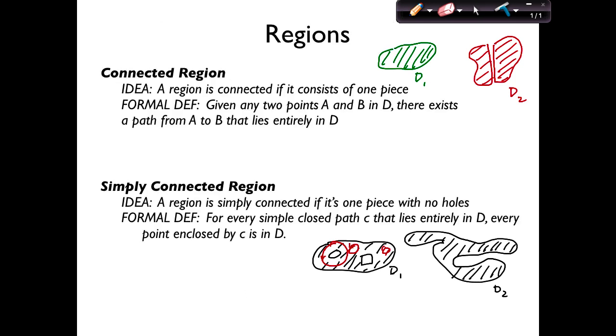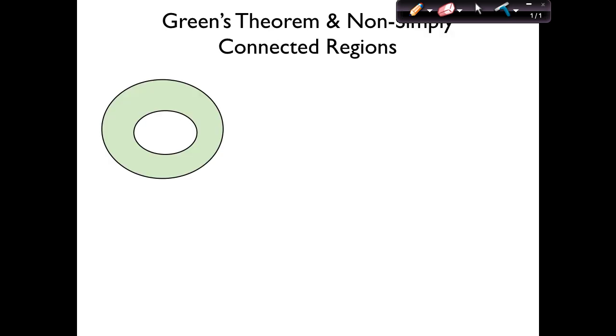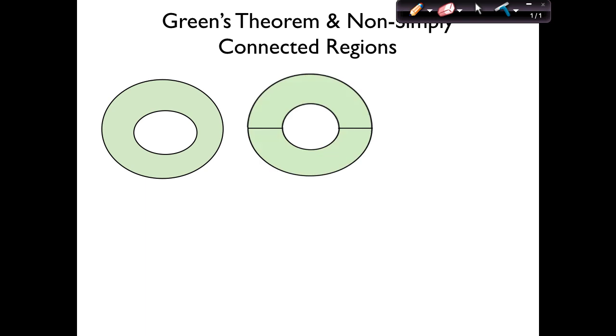Okay, so any questions on simply connected regions? So let's look at regions in light of Green's theorem. So here's a region. Is it connected? Yes. Is it simply connected? No, right? It's got a big hole in it. So in order to analyze this for Green's theorem, I'm going to take a scissors and cut this thing in half and move it apart, and I'm going to look at those two circulation integrals separately.